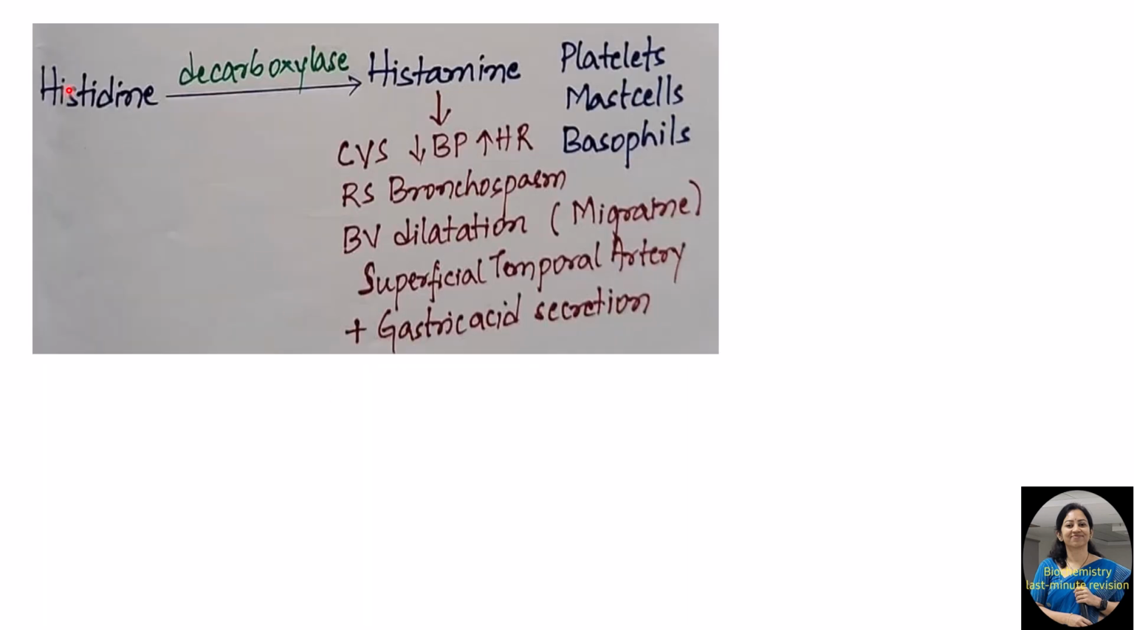Now, histidine undergoes decarboxylation to form histamine. So, histamine is a biogenic amine. Now, this histamine is formed in platelets, mast cells, and basophils. Histamine has a variety of biological effects on a variety of organ systems. On the cardiovascular system, it causes hypotension and tachycardia. On the respiratory system, it causes bronchospasm. On blood vessels, it causes dilatation, and this has been implicated whenever the superficial temporal artery vessels are dilated. This has been implicated in the precipitation of migraine attacks. And histamine also stimulates gastric acid secretion.